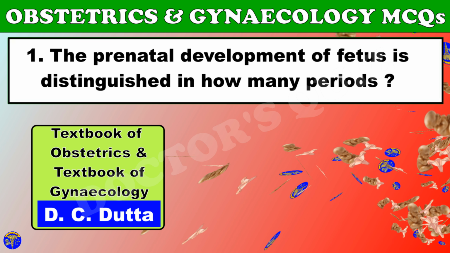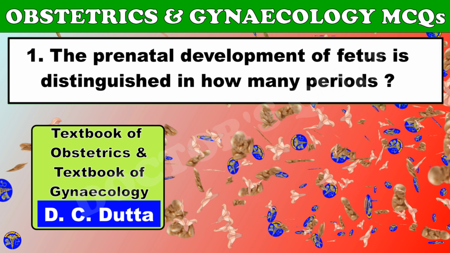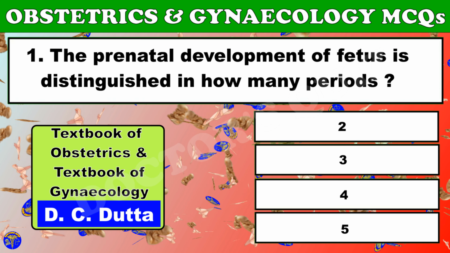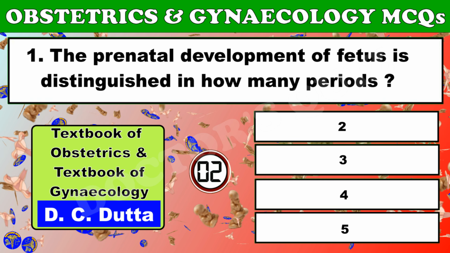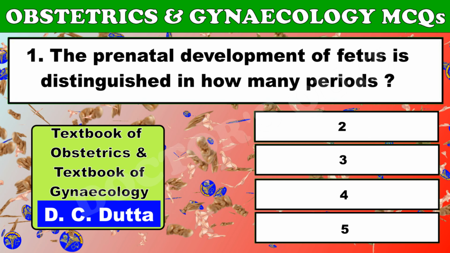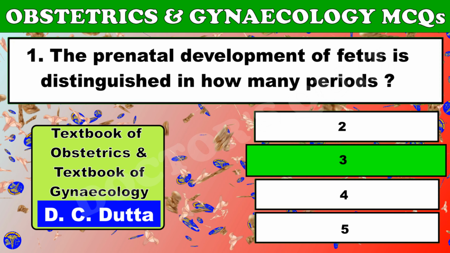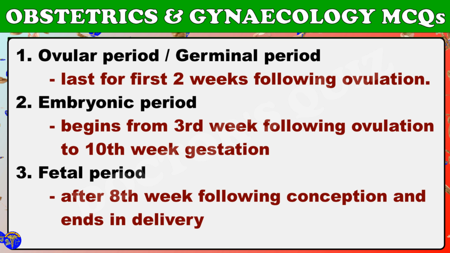Question number 1 is, the prenatal development of fetus is distinguished in how many periods? Options are 2, 3, 4 or 5. Answer is 3. They are, number 1 is ovular period, also known as germinal period, which lasts for the first 2 weeks following ovulation. The second period is embryonic period, which extends from the 3rd week following ovulation to the 10th week of gestation. Third one is fetal period, which begins after the 8th week following conception and ends in delivery.